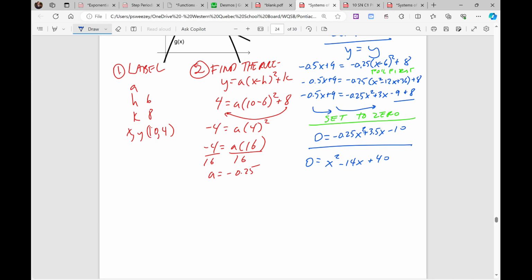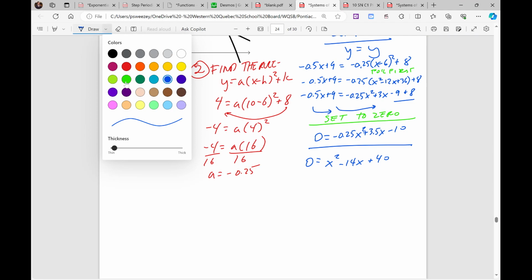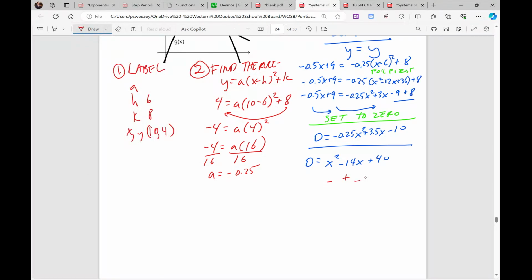Now, I'm hoping when you look at this guy here, if you were the factoring type of person, what plus what is equal to negative 14? What times what is equal to 40? Think about your factors of 40. What are the ones that would work, right? You can start to list them, like 2 and 20, negative 10, negative 4. Hopefully you see that right off the bat. Negative 4 and negative 10.